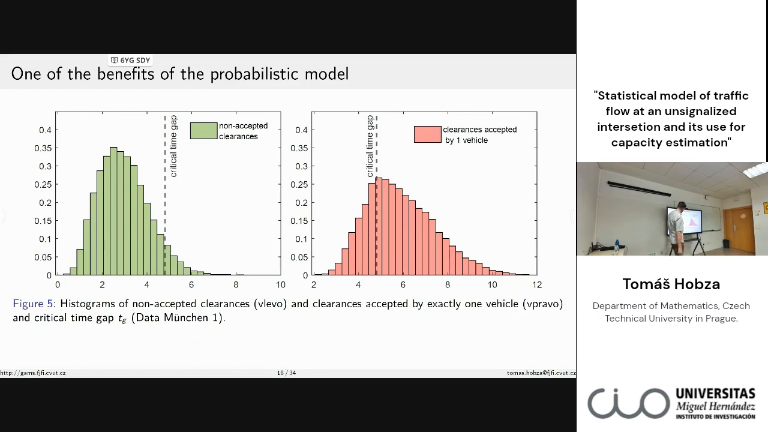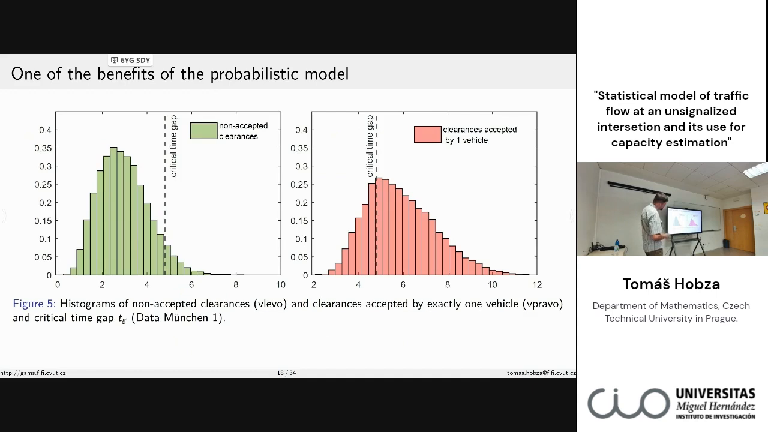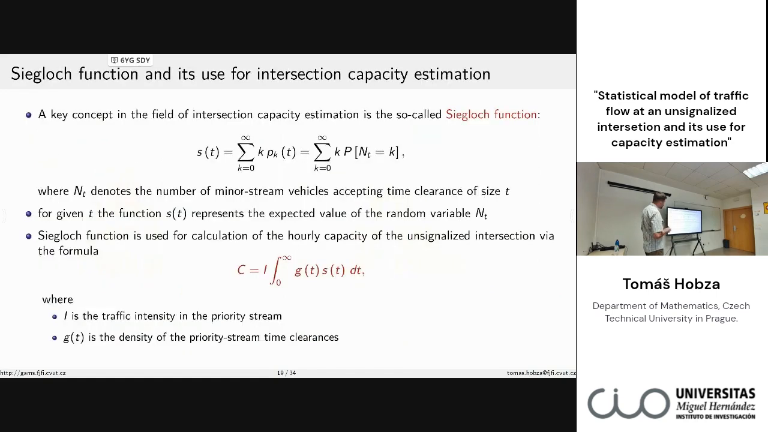And another thing we can see is that the time at which clearances start to be accepted is around 2 seconds. So this is the shortest clearance which was accepted. And in our model, look here, this density starts to grow at 2 seconds. So it corresponds very well to the real data. Also, this is the beginning of the shortest clearance which is accepted. So we have a model.